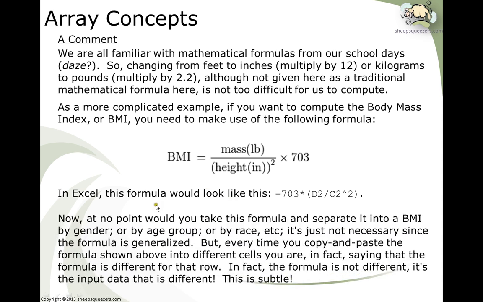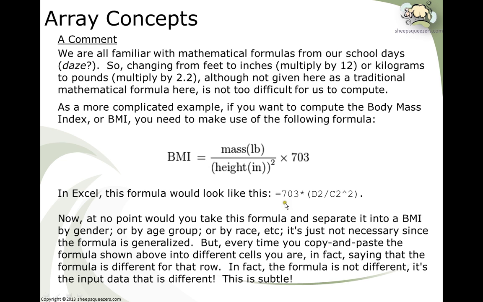that's what you would enter into the cell. Now, at no point would you take this particular formula and separate it into a BMI by gender, or by age group, or by race. It's just not necessary, since the formula is generalized. In other words, there's no BMI for males and BMI for females. There's just one BMI formula.